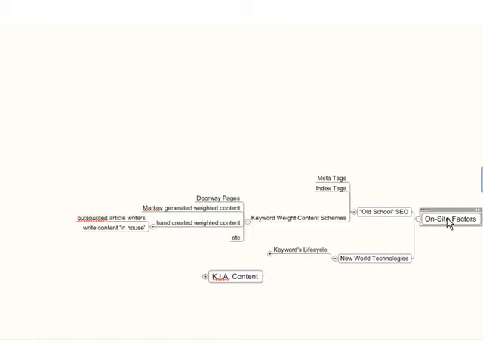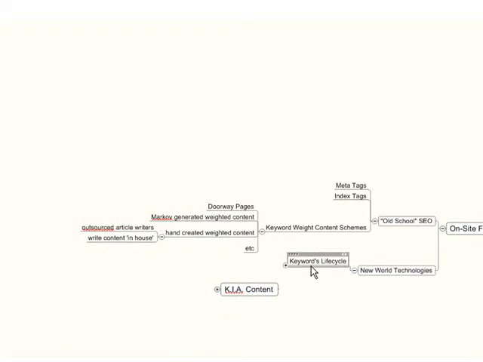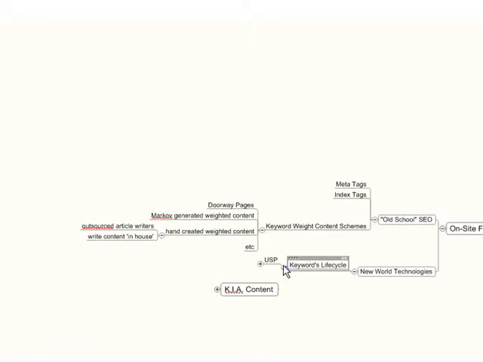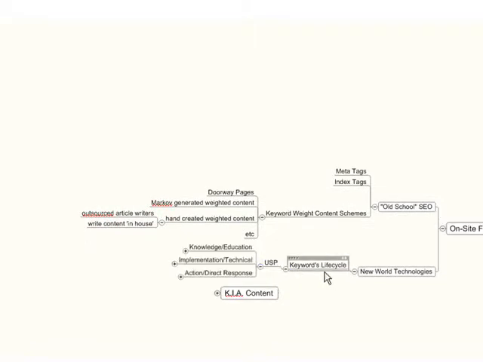And so the on-site factors that you want to look at, I call them the New World technologies. This is considering the keywords life cycle, or the life cycle of the keywords you're using. Basically, what this comes down to is that every keyword, when someone's searching for an item, let's say you're selling shoes, when someone's searching for shoes, they go through a process in their minds which involves these three factors: knowledge, or gaining education about those shoes. Then there's the implementation, or the technical side. They want to know how do they make use of it, how do they apply it to themselves, or if it even does apply to them.